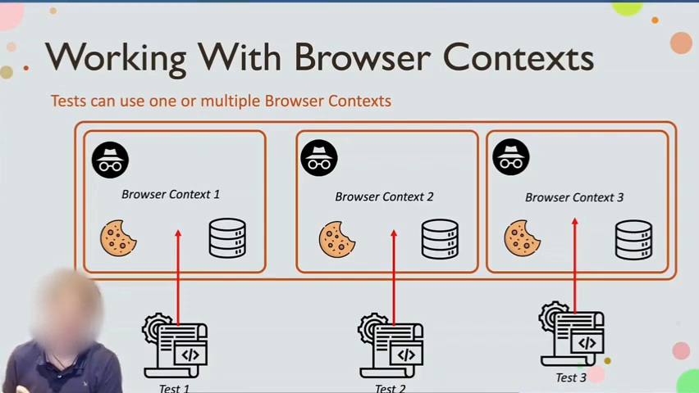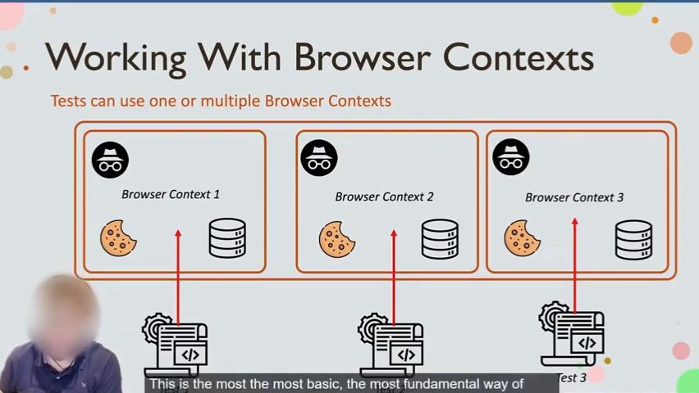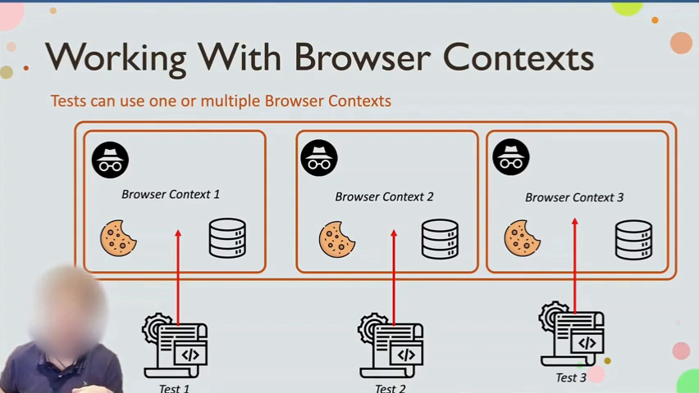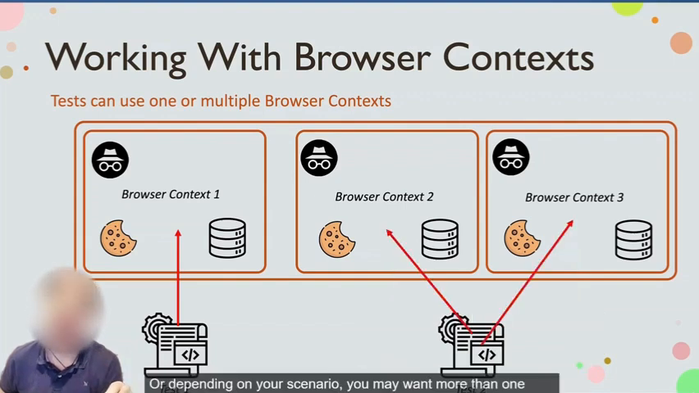Typically, each test will have its own browser context. This is the most basic, the most fundamental way of using Playwright. You do not want to create a new browser for each test in Playwright. You don't want to launch a new browser for each test. That's inefficient. You want to launch one browser and use a context per test.